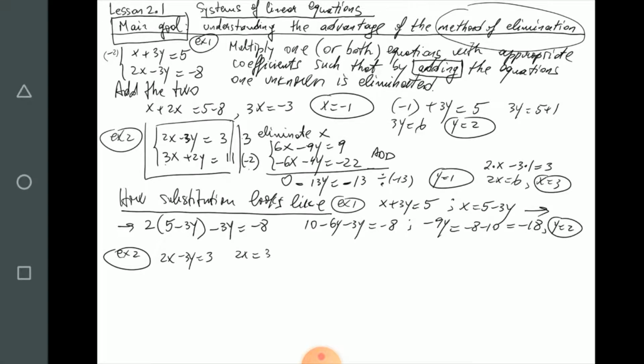2x equals 3y plus 3. Then x is going to be (3y plus 3) over 2. Then you're going to substitute this in the second equation. So that's going to be 3 times (3y plus 3) over 2 plus 2y. And I'm too lazy to finish this. You can do it for practice if you want. You should get the same answer as before. But I hope you guys are convinced that this is rather tedious.